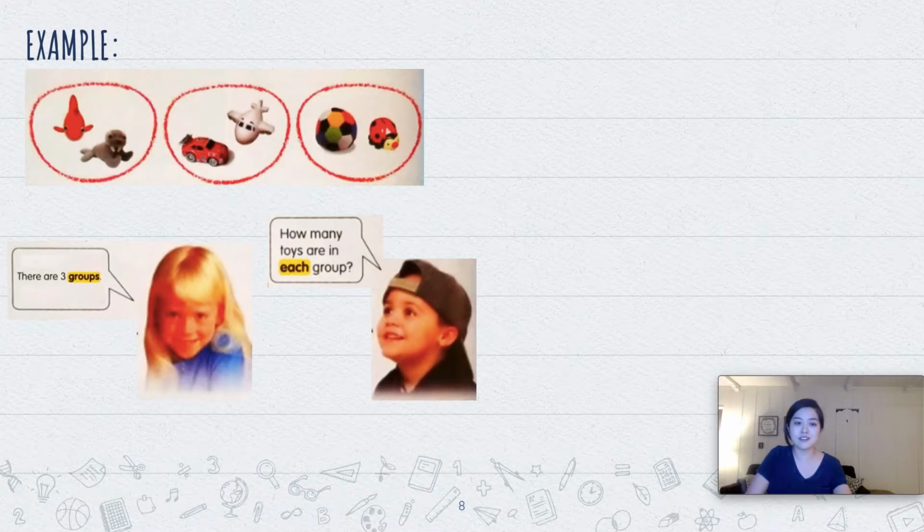This boy is asking how many toys are in each group. So I know that there are three groups. How many toys are in each group? That means how many toys are in one group? There's two here. There's two here. There's two here. So in each group, there are two toys.